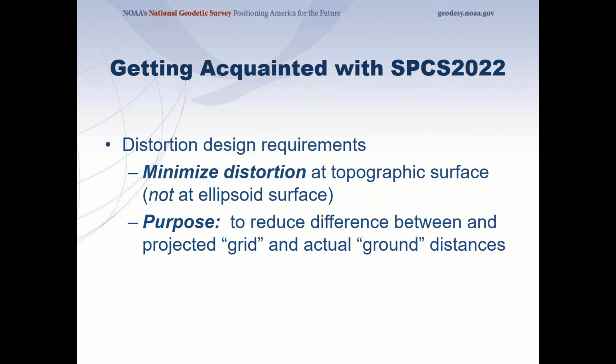So we're going to have everything at the topographic surface, because that's what surveyors want to work at. They want to work at the topographic surface. They don't want to work at the ellipsoid. So this is to reduce the projected grid distance to the actual grid distance. We want to make this smaller. And Michael Dennis, the other person online, he's the project manager for the state plane coordinates.